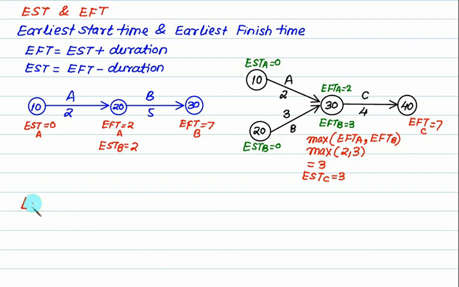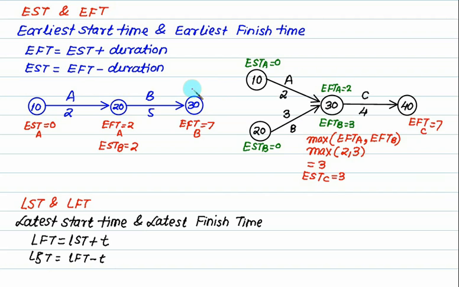Latest start time and latest finish time. This is the latest finish time, therefore for B it is equal to 7. So the latest start time for B equals 7 minus 5, which is 2. So we don't have any problem when it is followed by a single arrow. And this is the latest finish time for A, that is 2. So the latest start time for A is 2 minus 2, which is 0.